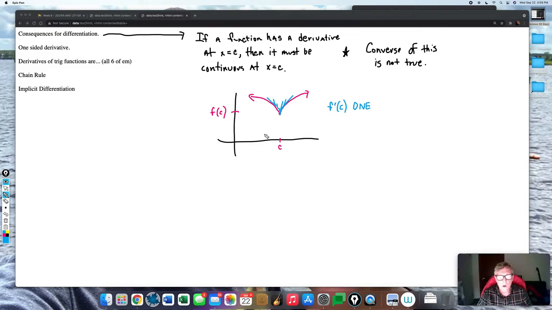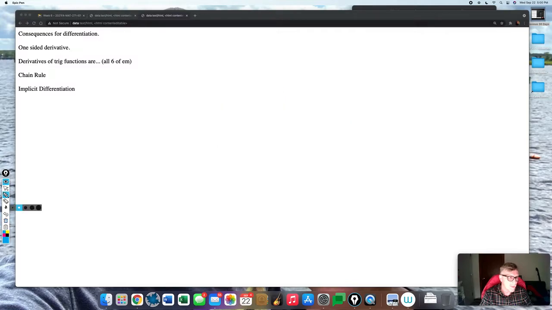In fact, one could argue that the tangent line here might even be a vertical line, and the slope is nothing. There is no slope of a vertical line, right? So it's important to understand that the converse of this is not true. However, if you do have a derivative, the function must also be continuous. So that's really good news, and it's an easier way, to be honest with you, to show that a function is continuous in many cases.